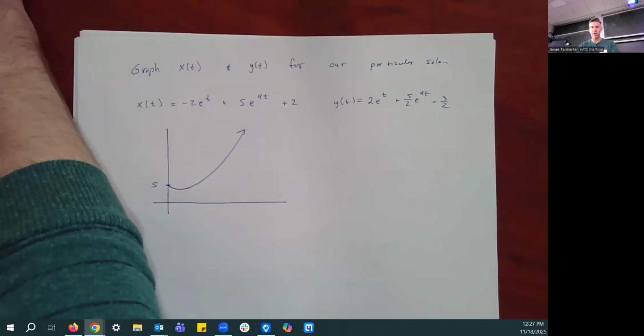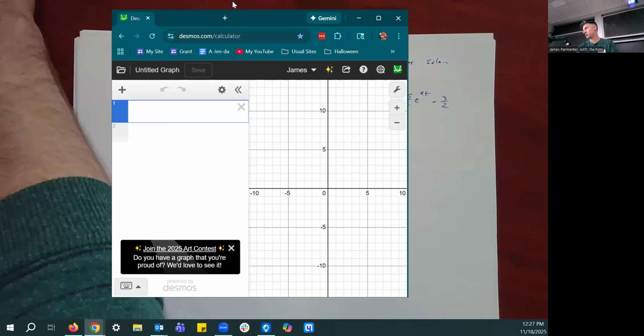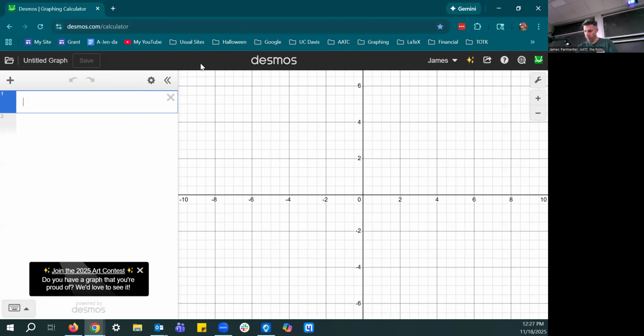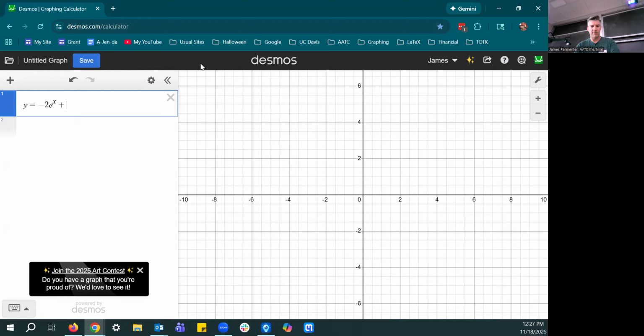If you want, we can check our work and see how it actually looks, because now I'm curious. We take a look here. Sure, I'll graph it like this: y equal to -2 e to the x plus 5 e to the 4x plus 2.